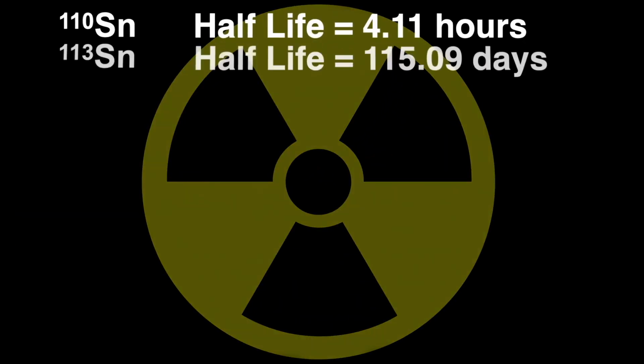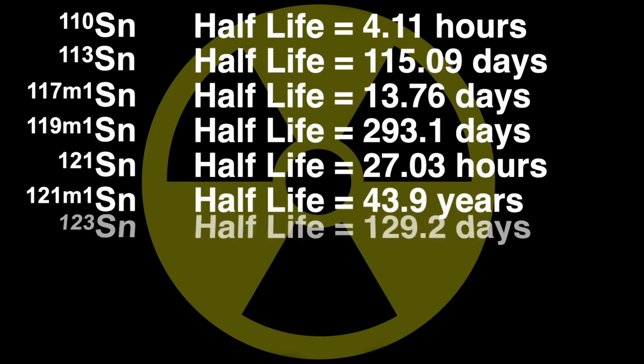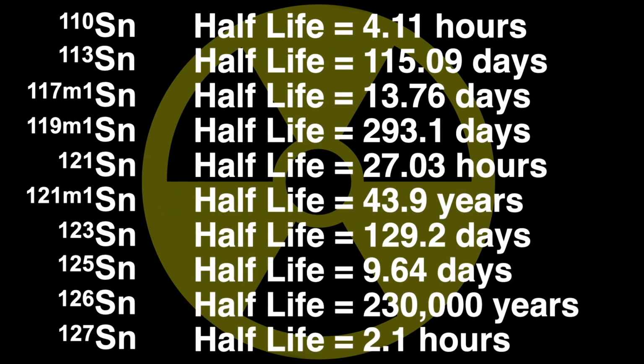Of the radioactive isotopes of tin, these are the longest lived, the ones with half-lives over 1 hour. More about half-lives in the next slide. As you can see, the longest half-life here is 230,000 years for tin-126. Even 230,000 years is but a blink compared to the age of the universe, so any tin-126 or other tin isotopes cannot be left over from the Big Bang 13.7 billion years ago. These isotopes must be manufactured in stars or reactors.